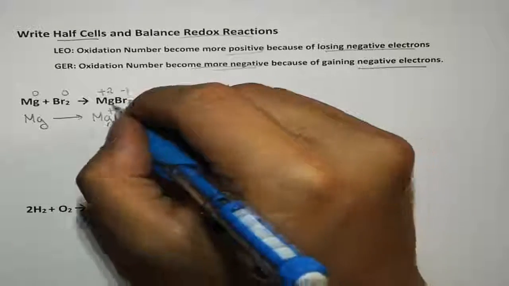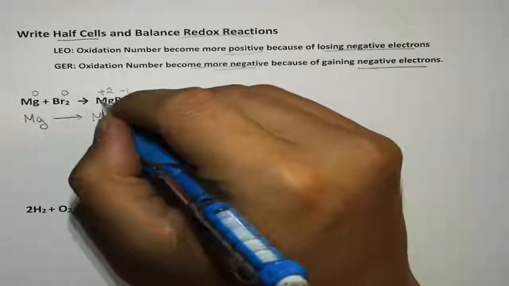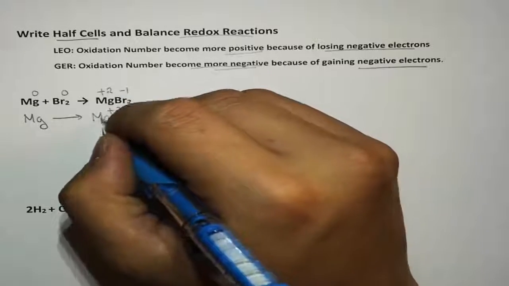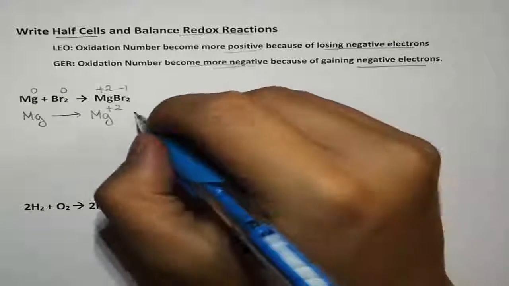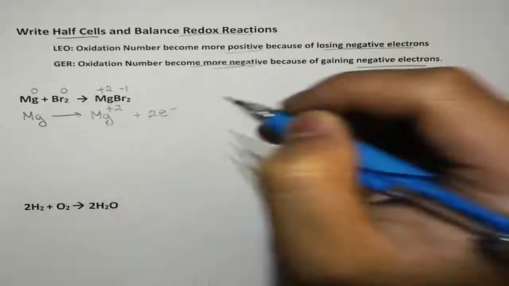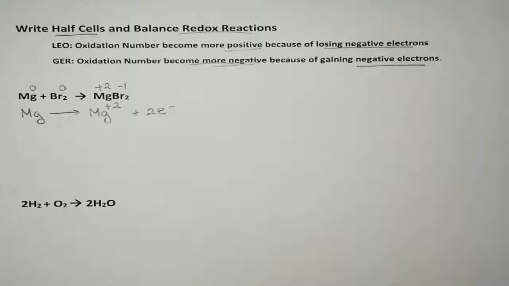Then we have Mg +2. And notice how I take part of this compound, because we're not looking at the whole entire thing, but we look at Mg by itself. And in this case, Mg is losing 2 electrons. And that's it for Mg.